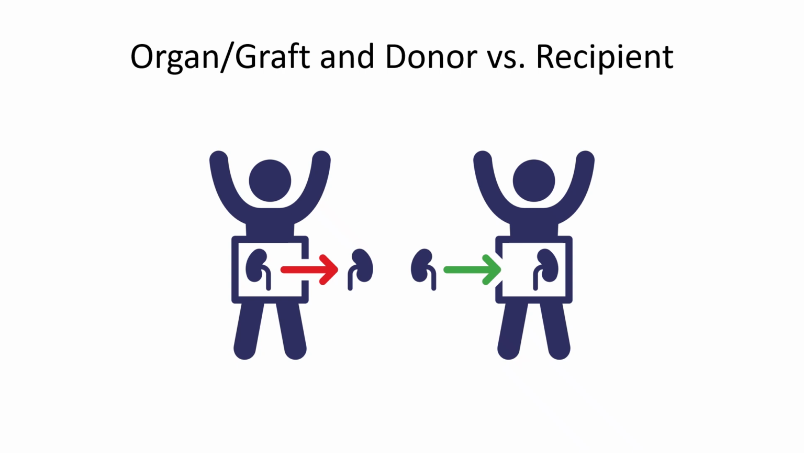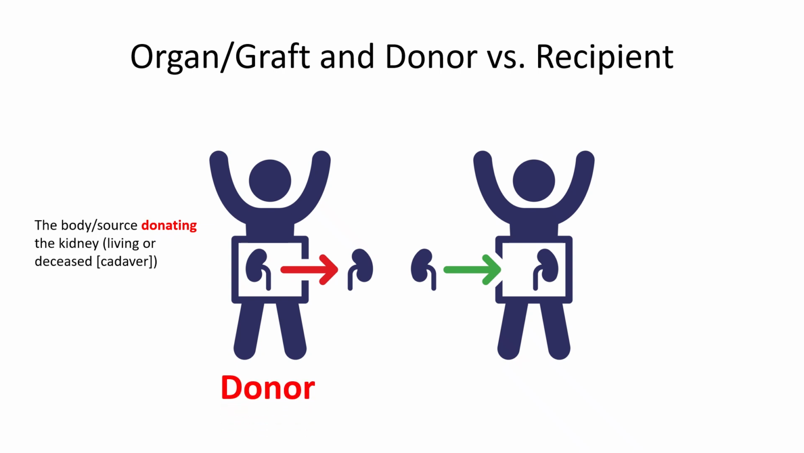Now, you will also need to distinguish who is donating the graft or who is receiving the graft. The source or person, because it doesn't necessarily have to be a person, it could be a cadaver. We'll talk about that in a minute. But the source donating the graft is the donor, and the person receiving the graft is the recipient. Now, when you're coding for kidneys, the donating source could be a cadaver or a living person.